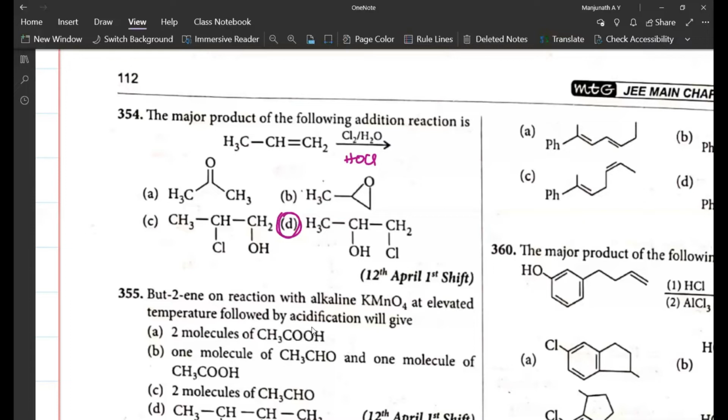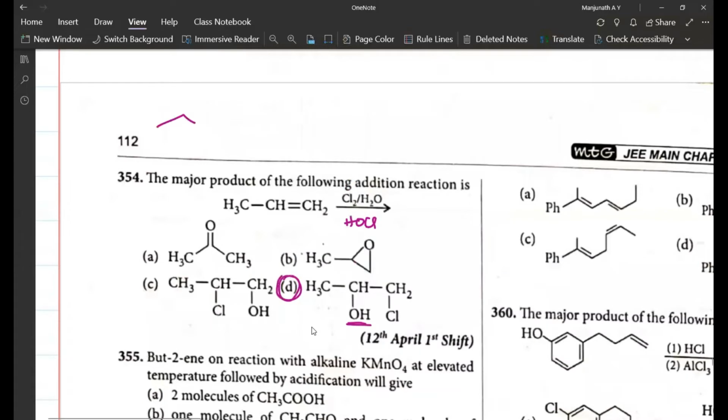So there is only one way, Naman. First chlorine will come, it will form a cyclic chloronium ion, then H2O will attack. That attack will result in OH minus. So this is option D only. If you want the mechanism, I can show it here.